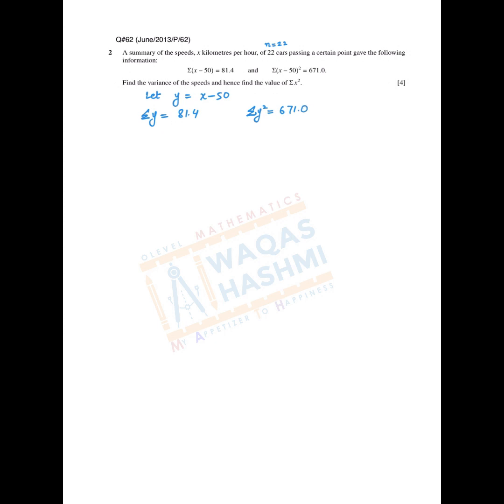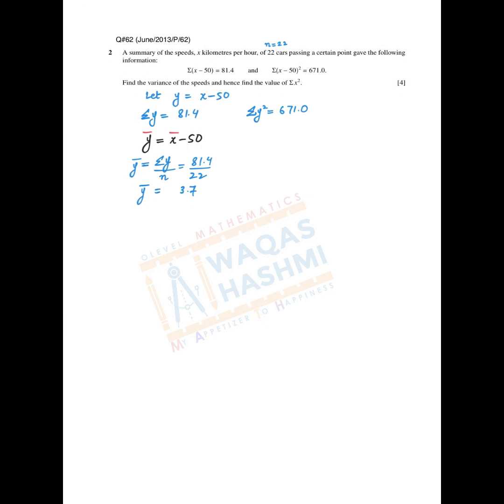The equation we have, we can write in this form as well, that y is equal to x minus 50, and it is also valid for the mean of x and y. For the mean of y, we know the working formula is summation of y divided by n. Summation of y we had found out, it's 81.4, divided by n, which is given as 22. So we will get 3.7, and that is your mean of y.